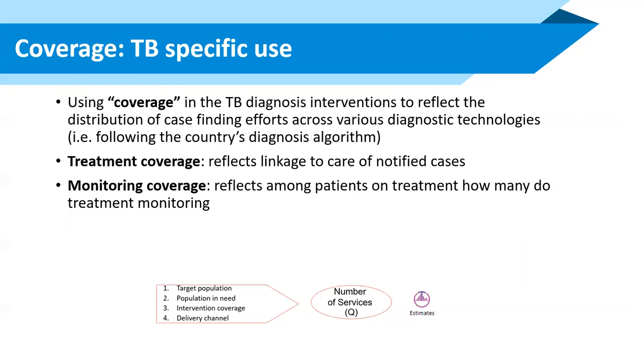And so because you're starting with notifications as your universe of people needing and getting the service, we really use coverage as a distribution effort for diagnosis and not as coverage as it's specifically perceived as number reached divided by total burden. Treatment coverage follows the more typical pattern and reflects linkage to care of notified cases. And monitoring coverage reflects essentially coverage of monitoring programs amongst those on treatment.